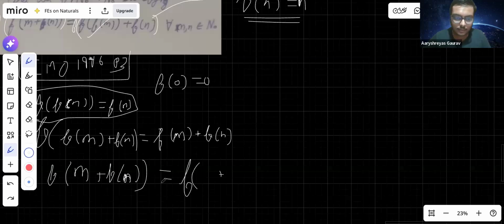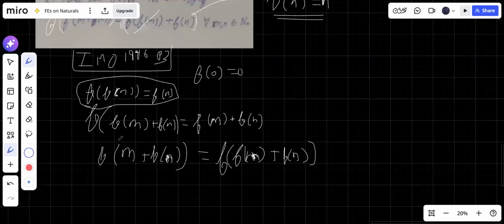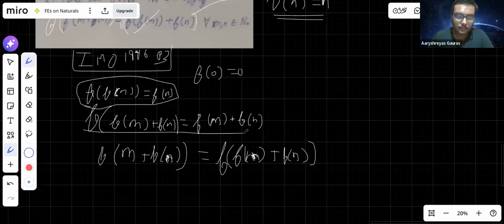Just one second. f of m in here plus f of n in here. It is going to look like this, actually. Shall I tell how I got it? Yes. Okay.